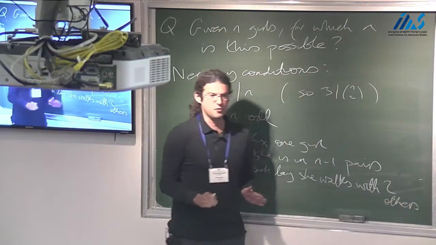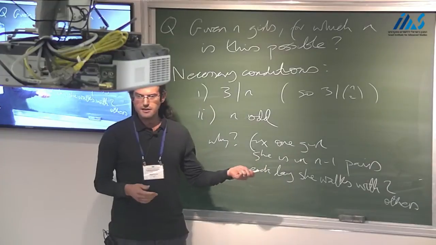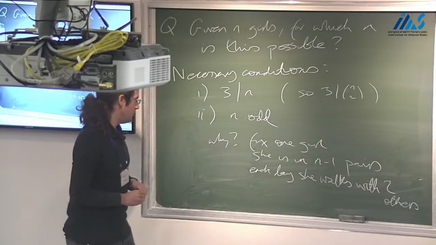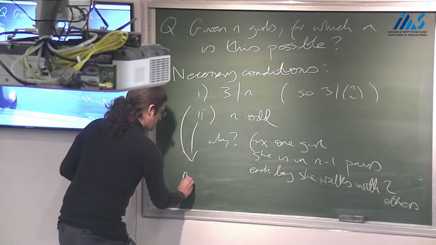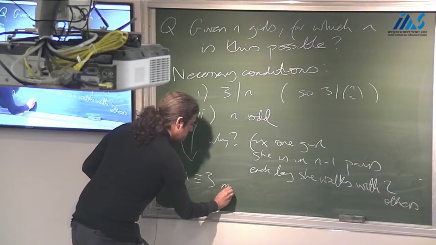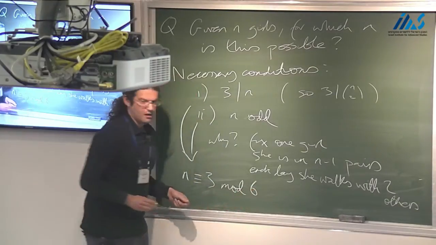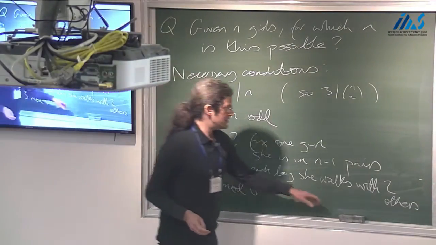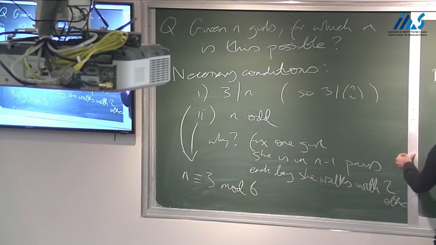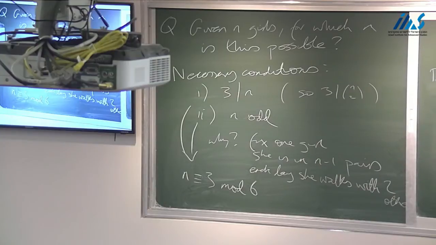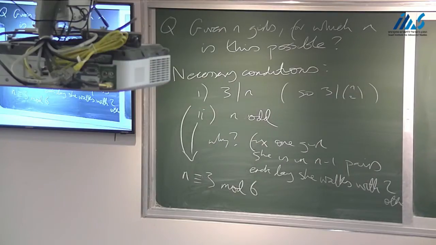So of course, if you want to cover them exactly once, that means that n minus 1 is even, so n is odd. Okay, so we can rephrase these conditions as saying that n is equal to 3 mod 6. So it's actually a theorem that this is a sufficient condition. Not an easy theorem. This problem is from the 19th century, but it was solved in the 20th century.